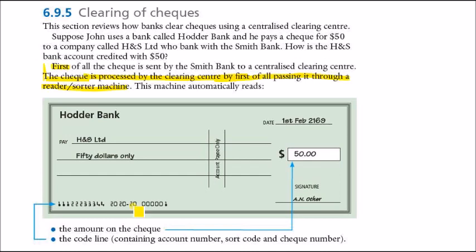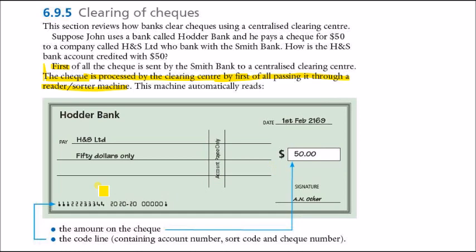Now topic 5, clearing of checks. This section reviews how banks clear checks using a centralized clearing center. Suppose that Mr. John is using a bank called Hodder Bank and he is paying a check for $50 to a company called H&S Limited, who bank with Smith Bank. How is H&S's bank account credited with the $50?